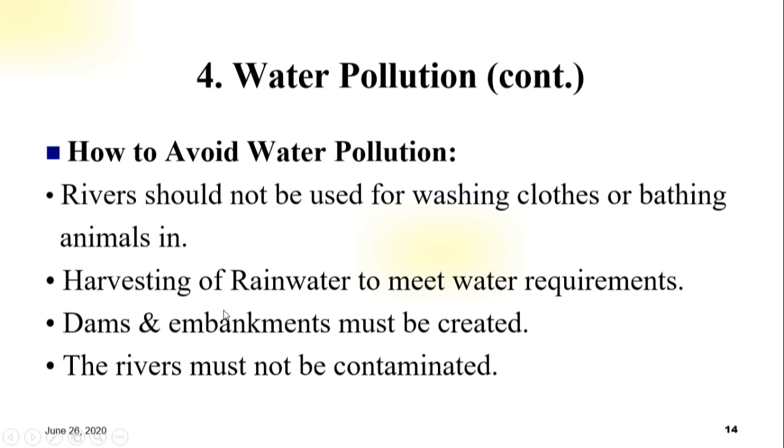An embankment is a wall or bank of earth or stone built to prevent a river flooding an area. Dams and embankments must be created because they are very important to protect the water for all the people. The river must not be contaminated. Contaminated means made impure by the addition of a poisonous or polluting substance. Please, everyone, avoid water pollution and follow all these points.